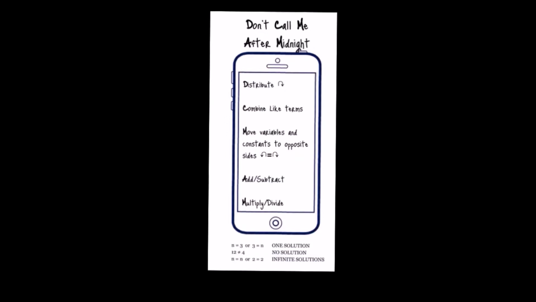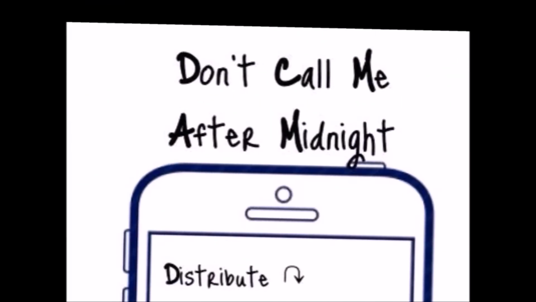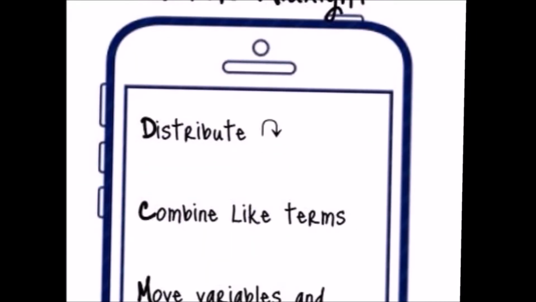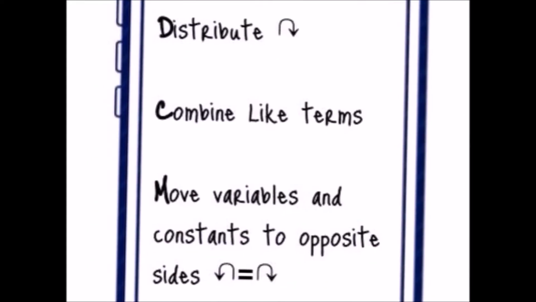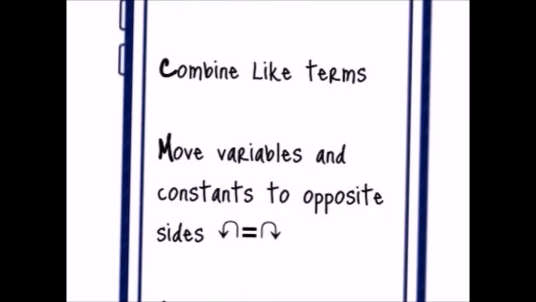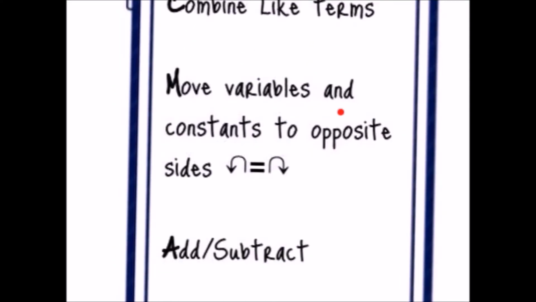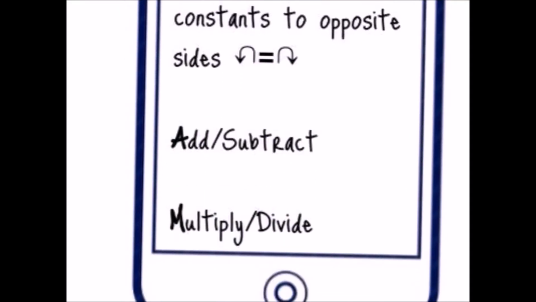To help you, we're going to use the mnemonic device, Don't Call Me After Midnight. Step 1, distribute. Step 2, combine like terms. Step 3, move variables and constants to opposite sides. Step 4, add and subtract the constants. And step 5, multiply and divide by the coefficient.